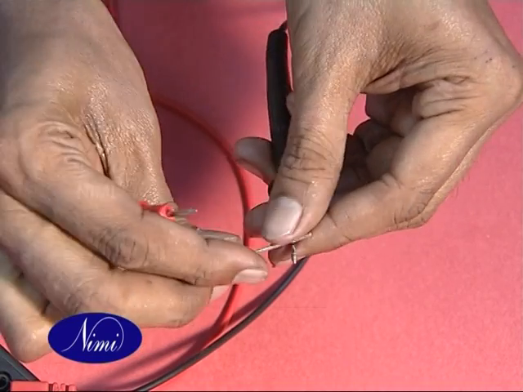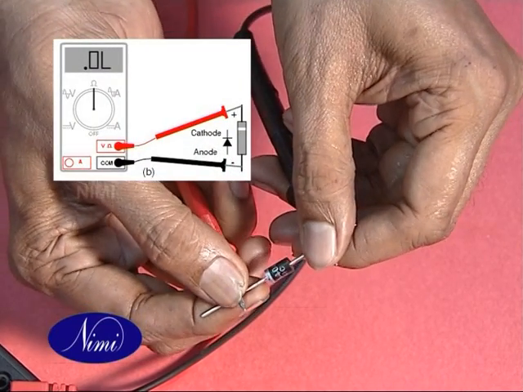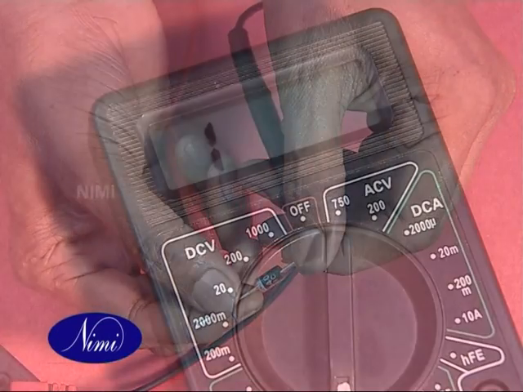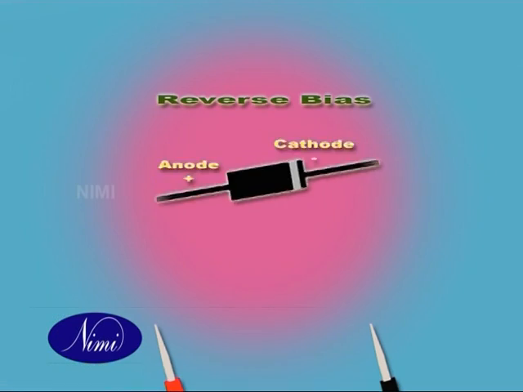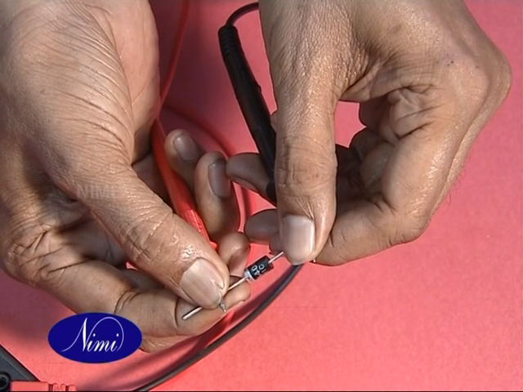Now we change the terminal leads and connect the positive probe to the cathode and the negative probe to the anode. No reading in the meter. This is reverse bias. The diode is in good condition.